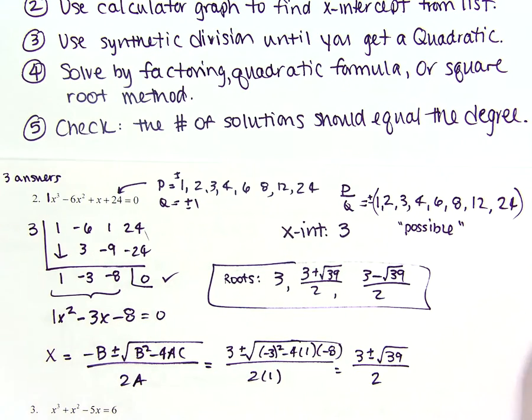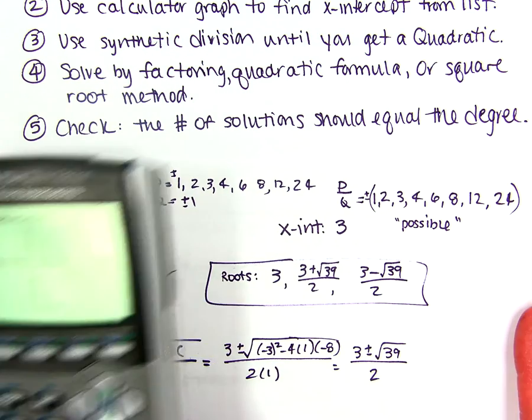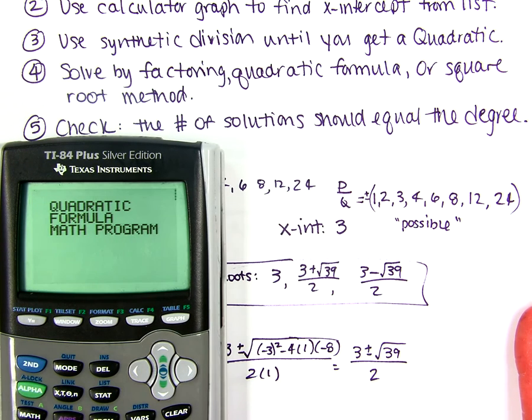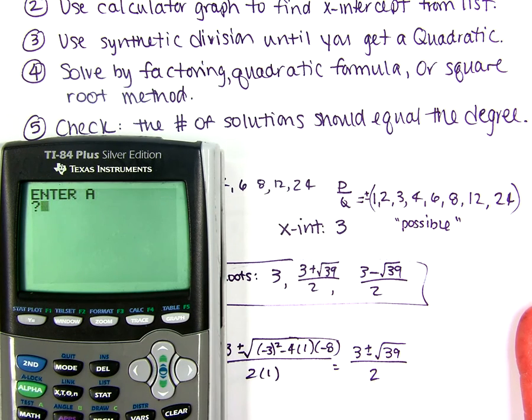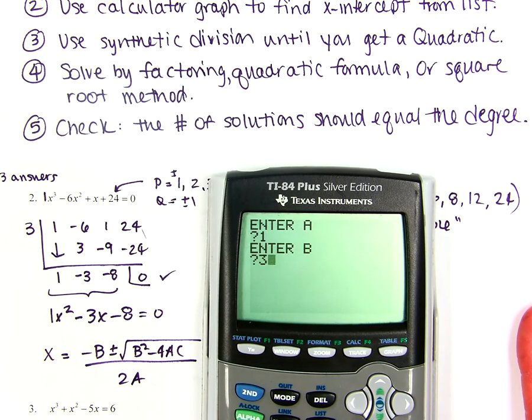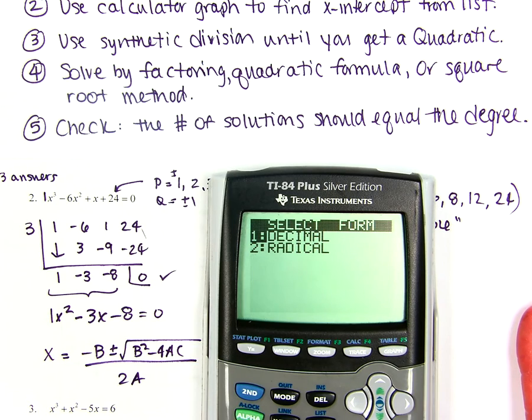Okay, but let me show you how to use the program on our graphing calculator. So if you go to program, and there's this program called aQuad2, and you just hit enter maybe 3 times to get to here, and you choose quadratic formula, and you want to solve, so you just enter in a, b, and c. A, b, and c are 1, -3, and -8. And hit enter. And we want a radical answer.